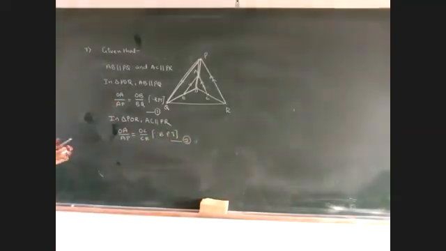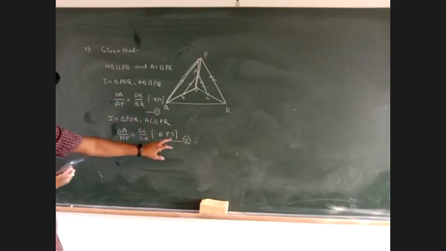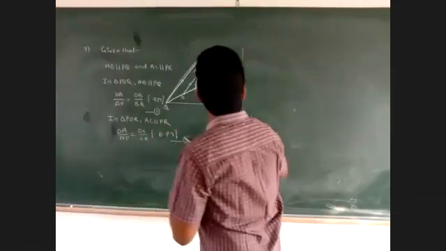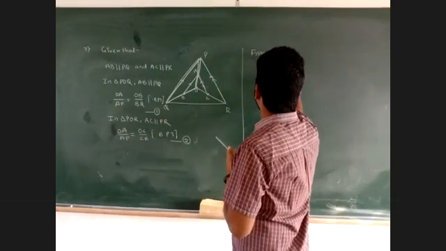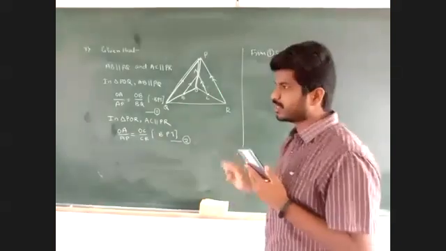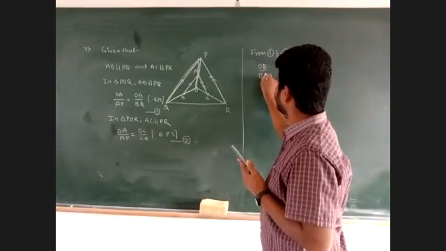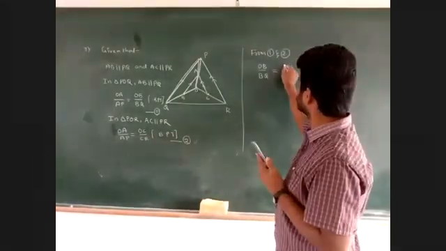From equation number 1 and 2, the left side ratios OA by AP are equal. That's why from equation number 1 and 2, we can conclude that the right hand side ratios are also equal. So what are the right hand side ratios? OB by BQ equals OC by CR.